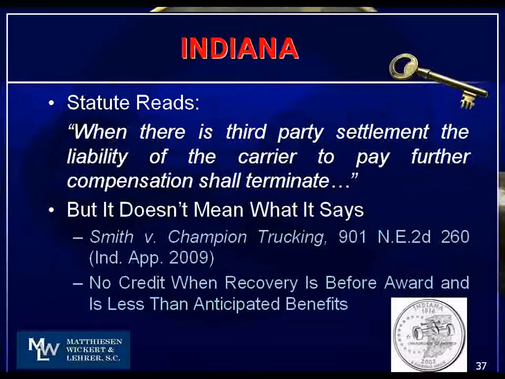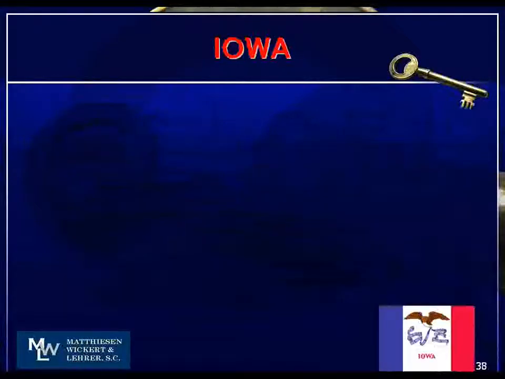The Indiana Court of Appeals, again forgetting the social compact made with employers and through extension with the carriers, said that there is no credit when the recovery is before an award and the recovery is less than the anticipated benefits. So there's a little twist there.